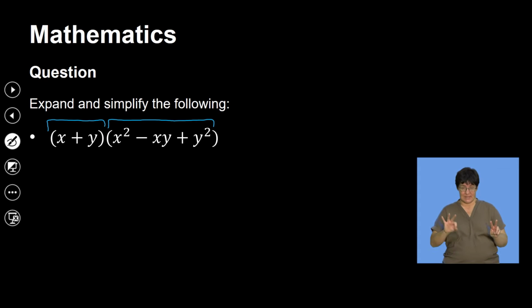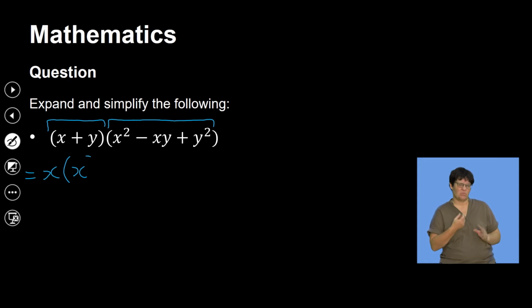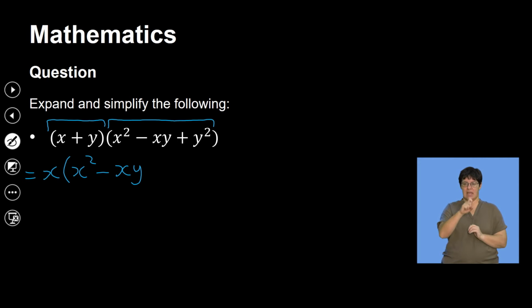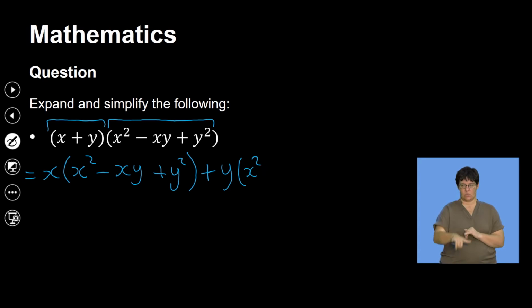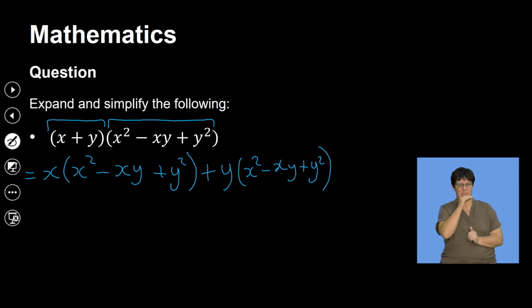Remember, binomial by trinomial, you use the distributive law. So this is actually the same as, let me just try and simplify it for people like myself who are still trying to understand this. It is the same as x into x squared minus xy plus y squared, and then plus y into x squared minus xy plus y squared, right? So this is what the distributive law is all about. And then you start multiplying what is outside with what is inside the bracket.